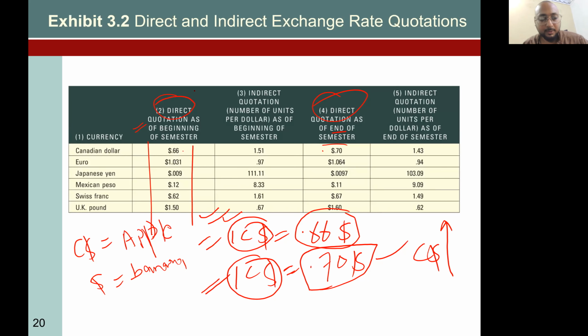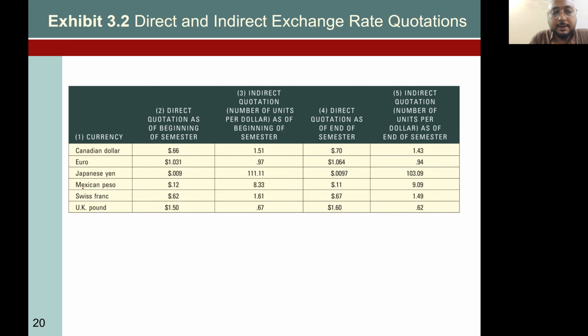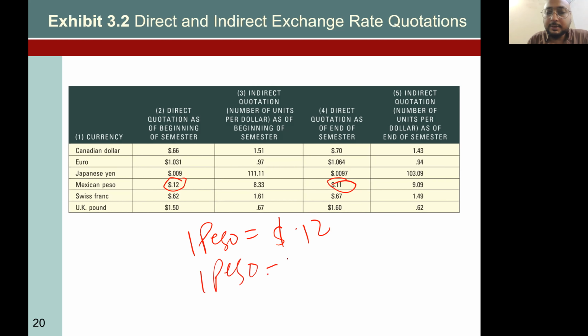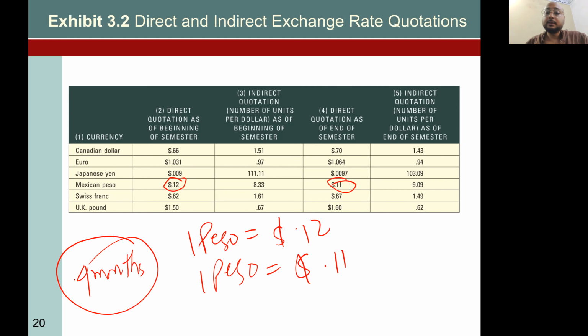Or if the value is decreased, look here. Do we have any other example here? See here, 1 Mexican peso. Right now, 1 peso is equal to $0.12. And at the end of the semester, 1 peso is equal to $0.11. So after like 4 months, a semester normally is 4 months, before, the peso was traded at $0.12.